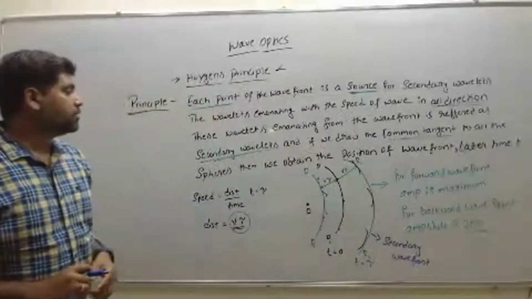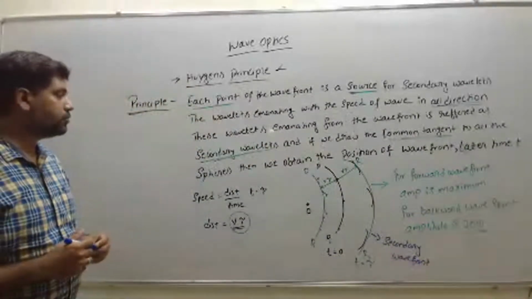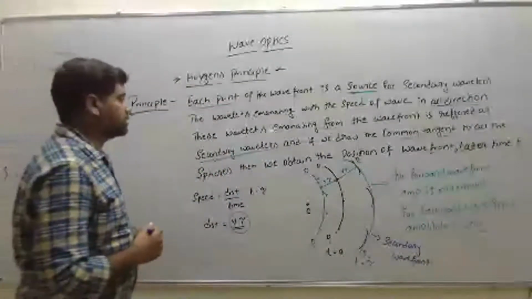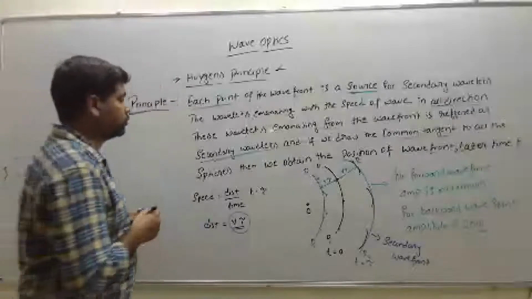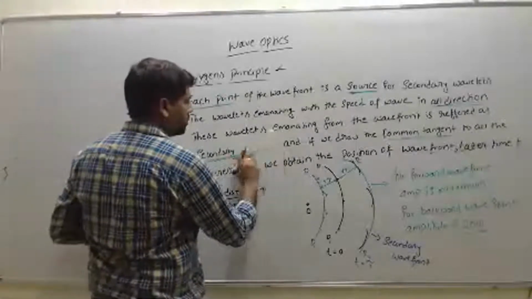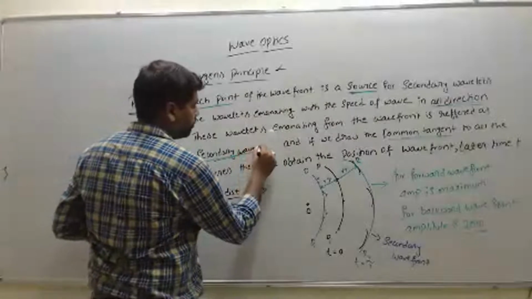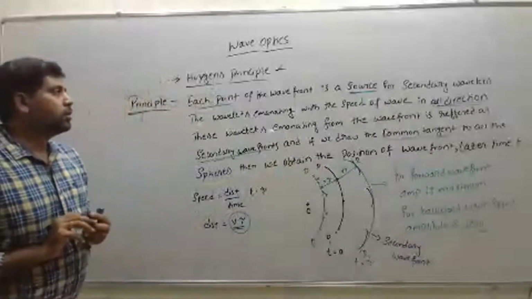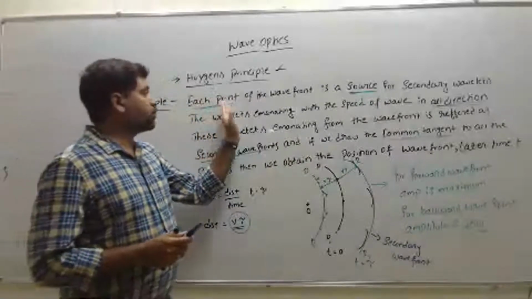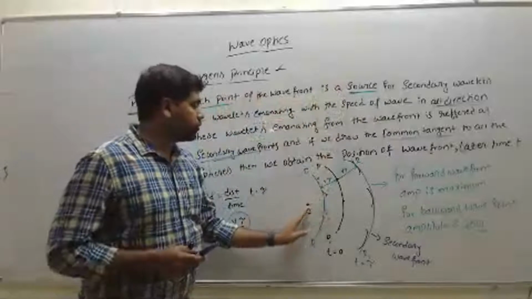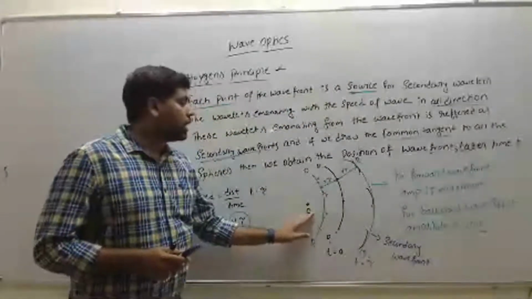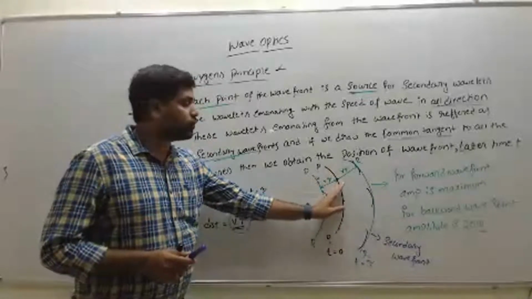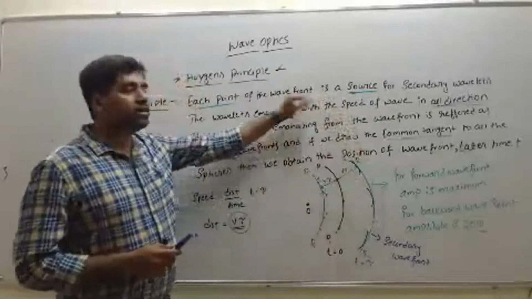So here are the secondary wavelets, or secondary wavefronts. The first point is that each point of the wavefront is a source. The actual source is O, and the points which are on the wavefront act as the source for the secondary wavelets. That is the first point.